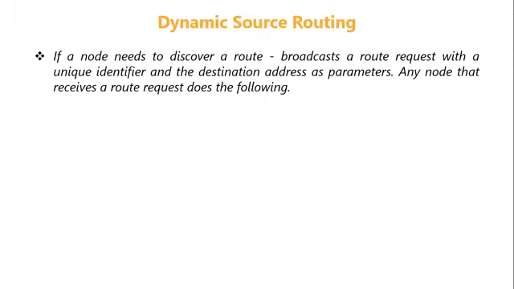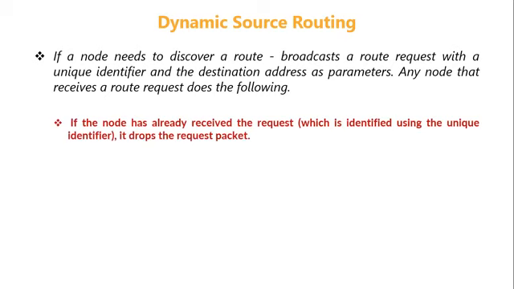Now let us see how. Let us discuss the algorithm of DSR, the dynamic source routing algorithm, what it does and how it works. If a node needs to discover a route, that is, if a node wants to send some information to some particular destination node and there is no known path for that destination, then obviously it should perform route discovery.